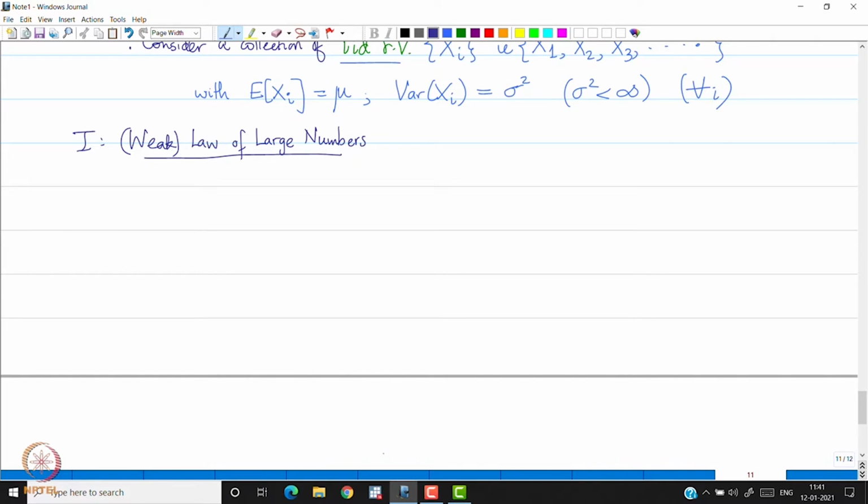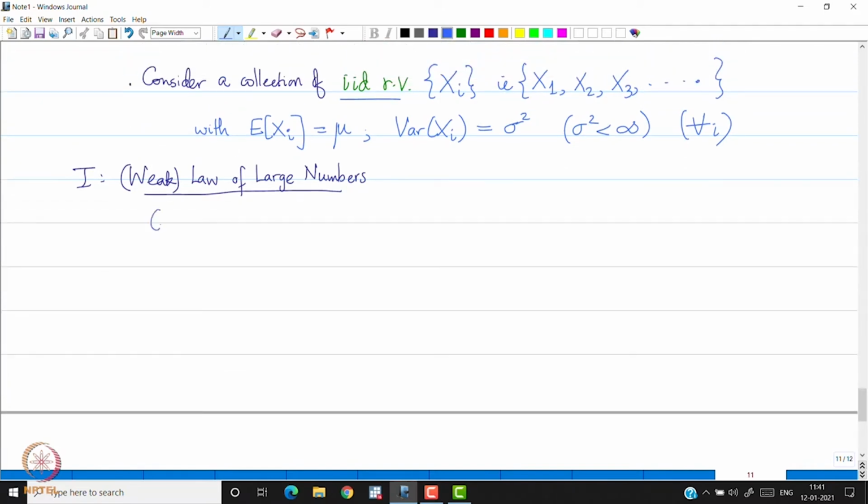Even this point is common. What can we say about the behavior of the sum of these IID random variables? Consider Sn, the sum of n of these random variables, small n of them. In all of these things we are going to consider this quantity Sn, which is the sum over i equal to 1 to n of the Xi.